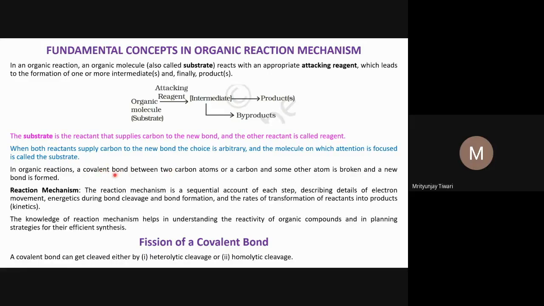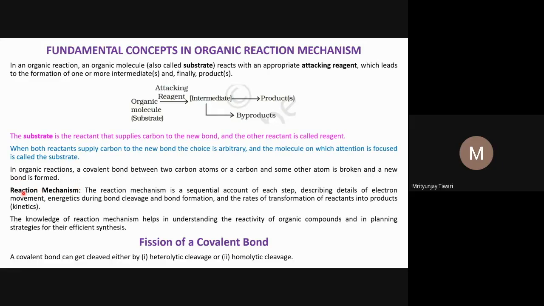In organic reactions as well, what we see is that a covalent bond between two carbon atoms, or carbon and some other atom, that means a heteroatom, is broken. So the old bond is broken, and this old bond is in the reactant, mostly in the substrate, and a new bond is formed. This new bond may form between two carbon atoms, or carbon and heteroatoms. Earlier I defined heteroatoms: they could be nitrogen, phosphorus, oxygen, sulfur, or the halogen atoms like fluorine, chlorine, bromine, iodine, etc.